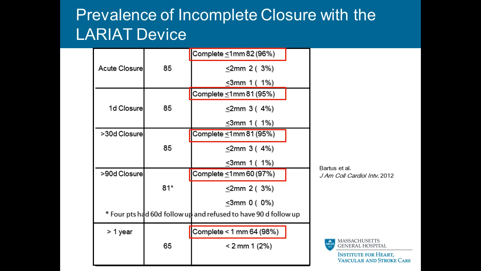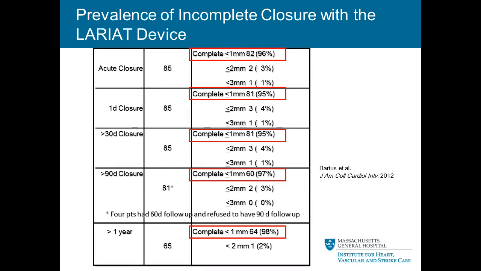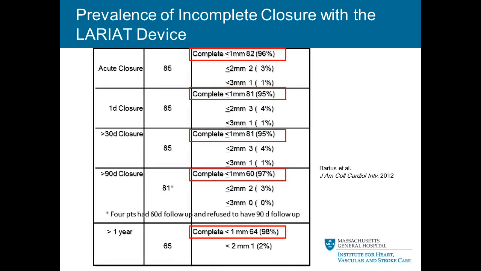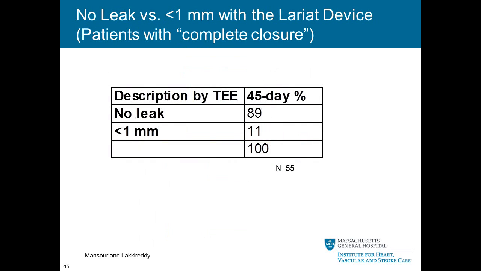In this manuscript, there was no differentiation between complete or less than 1 millimeter. They were lumped together. So it wasn't clear how many of the patients had complete and how many had less than 1 millimeter. So we looked at our own data together with Dr. Reddy. We looked at 55 patients who were considered complete closure, meaning less than 1 millimeter and complete. And we found that among these patients, 11% had less than 1 millimeter, but 89% of the patients had no leaks at all.